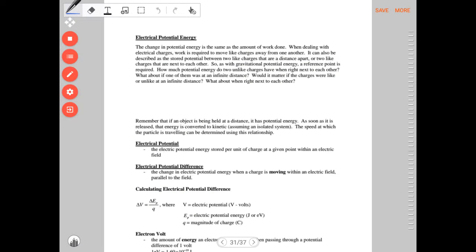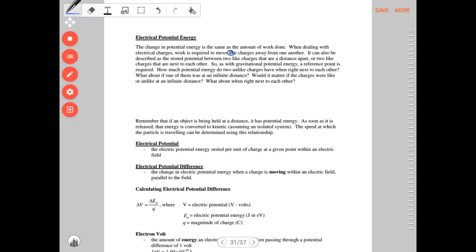Okay, so let's talk about electric potential energy. The change in potential energy is the same as the amount of work done. When dealing with electric charges, work is required to move like charges away from each other.